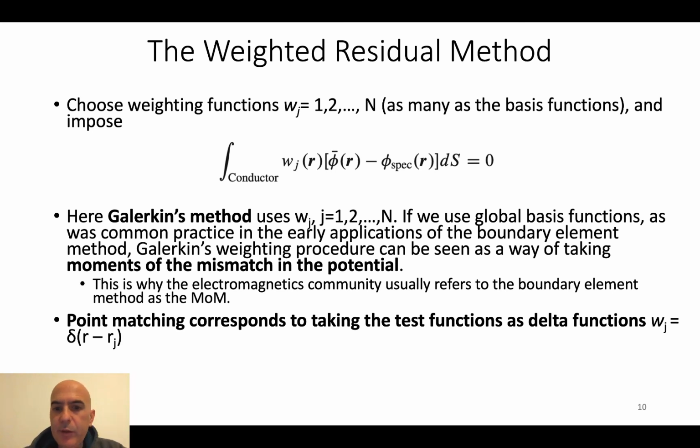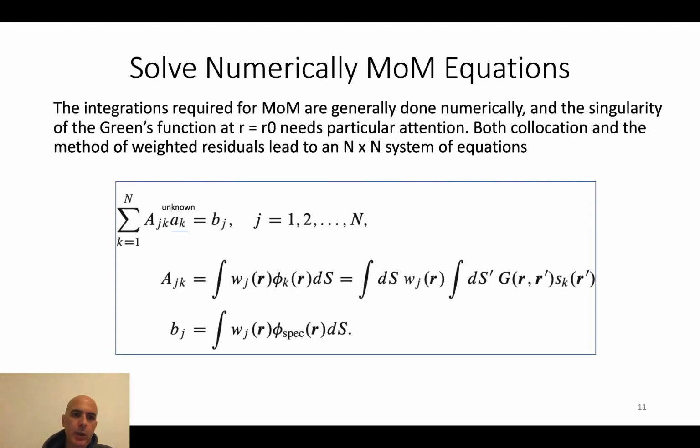And that's why the electromagnetic community usually refers to the boundary element method as method of moments. So there is basically just this expression of so-called moments. An important point is that the weighted residual method is a generalization of the collocation method. Point matching corresponds to taking the test function, in this case W here, as a delta function. So we can take the Dirac delta, and this will correspond to taking the test function.